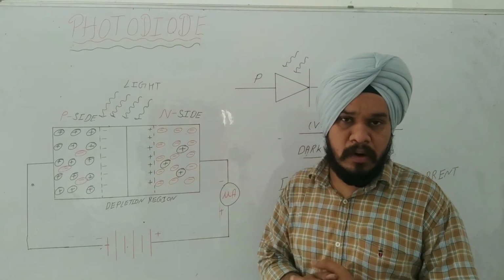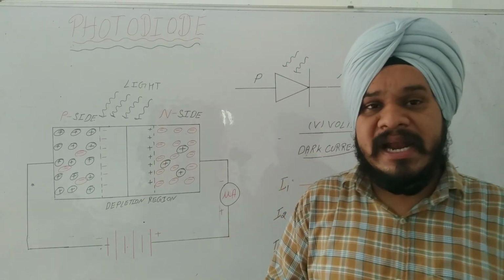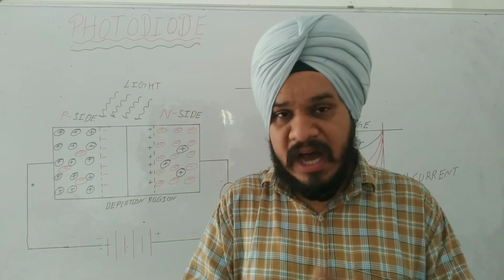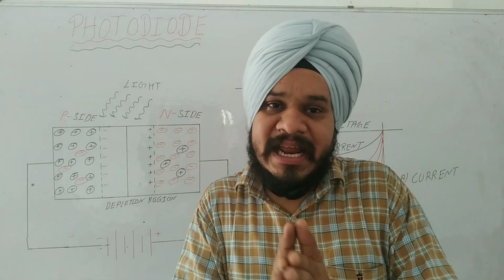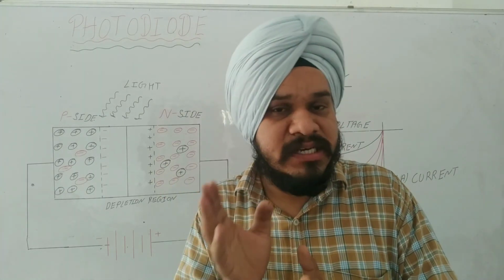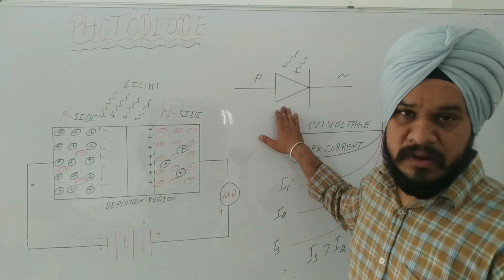Today I will just talk about the photodiode. A photodiode is an optical electronic component which always operates in reverse bias and it generates electrical current when light is incident on it. So this is the symbol for the photodiode.